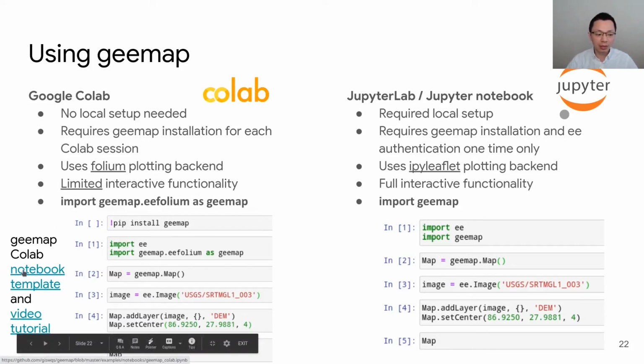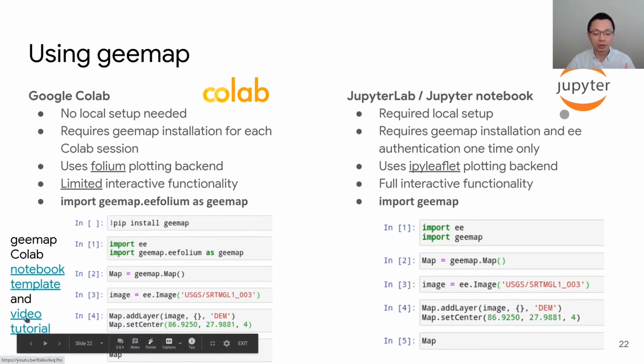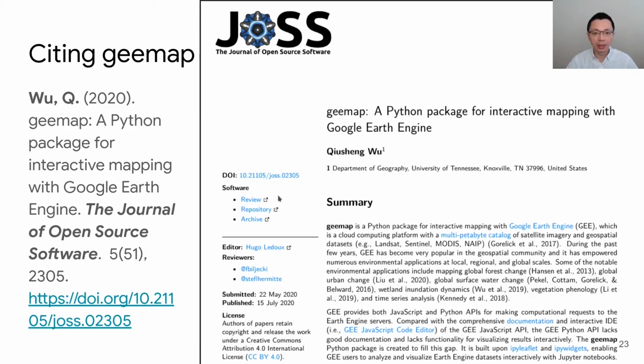On the left side here, I also provide a notebook example. You can click the link and open it in Colab. There is also a video here that shows you how to use geemap in Google Colab. I also have a short paper describing the geemap package, published in the Journal of Open Source Software. You're welcome to check out the paper if you're interested in learning more about the package.